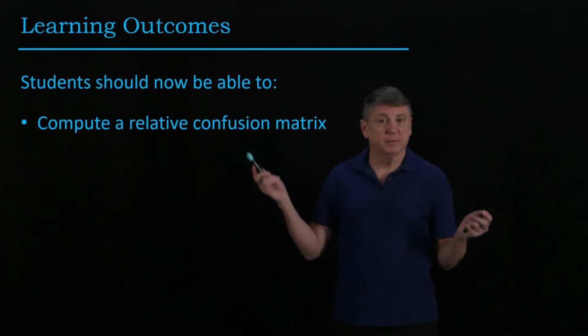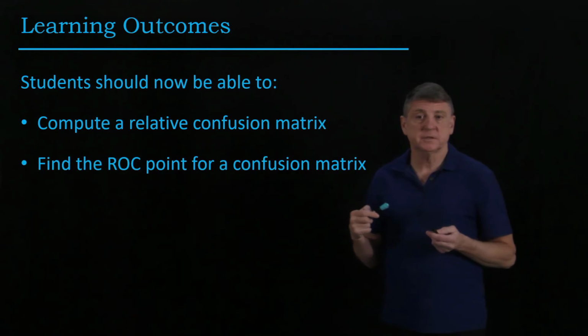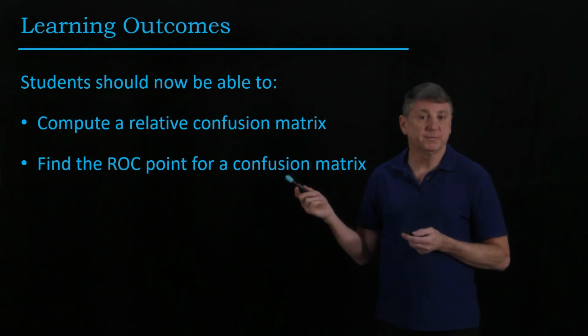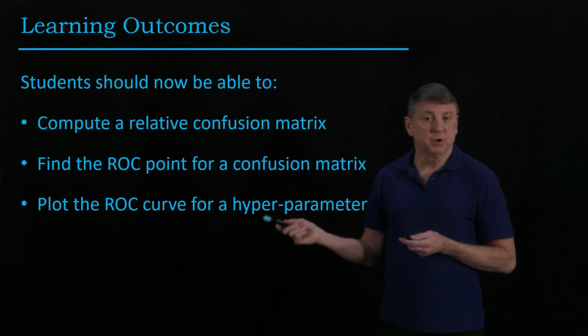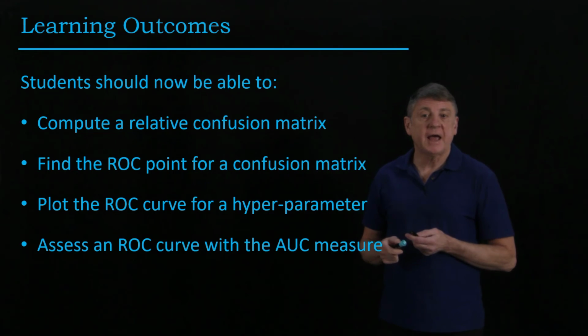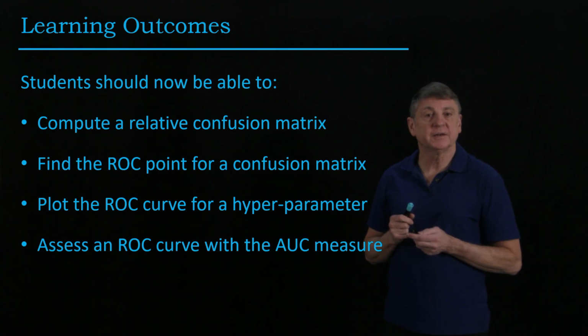So we're now able to compute a relative confusion matrix. We can find the ROC point for a confusion matrix. We can plot the curve for a hyperparameter, and we can assess the curve using the area under the curve measure.